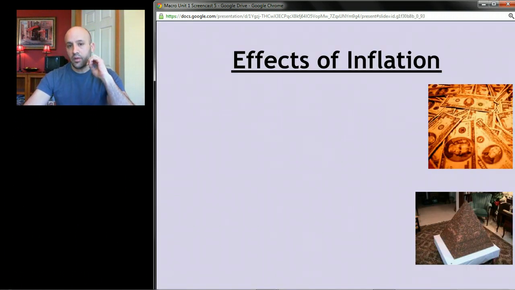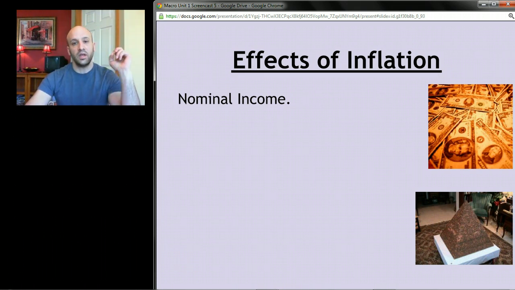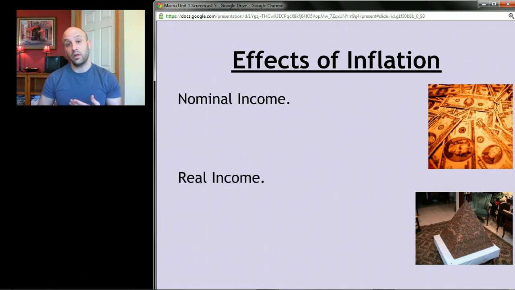Alright, now let's talk about some of the effects of inflation. One of the effects of inflation is that it alters nominal income. Again, you'll remember what the word nominal means. Nominal means in name only. And nominal income is the income you're receiving in your paycheck. We went through this briefly back in microeconomics. So the number on your paycheck is your nominal income. And you'll remember that we distinguish that from your real income, what your money can actually buy.